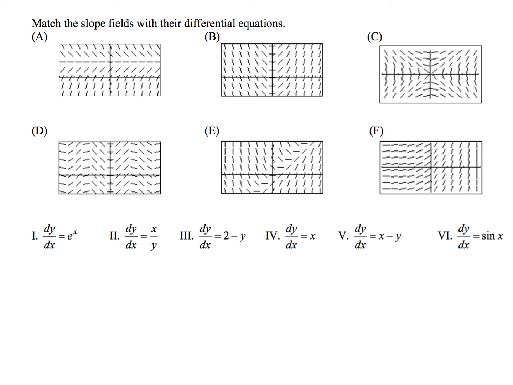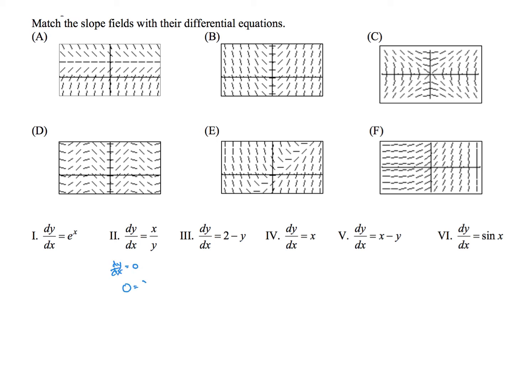So on part A, I got dy dx is equal to e to the x. We're going to leave that guy alone for right now, because is e to the x ever going to be 0? Never. So we're going to leave that guy alone for a sec. Let's look at number 2. I'm going to set dy dx equal to 0 on this one.